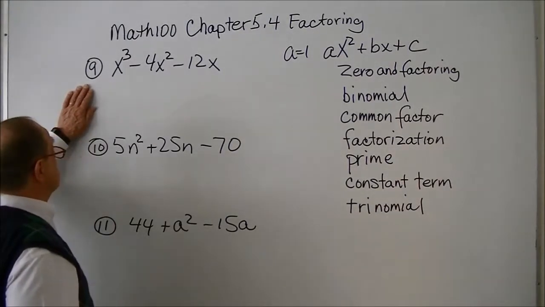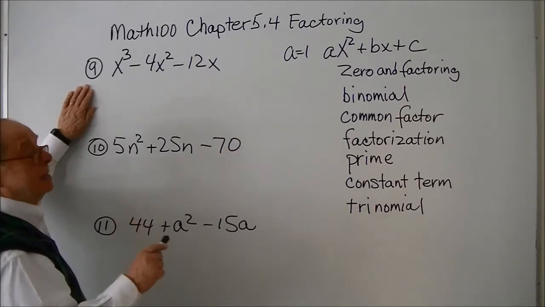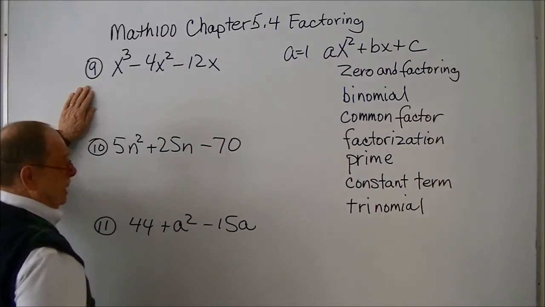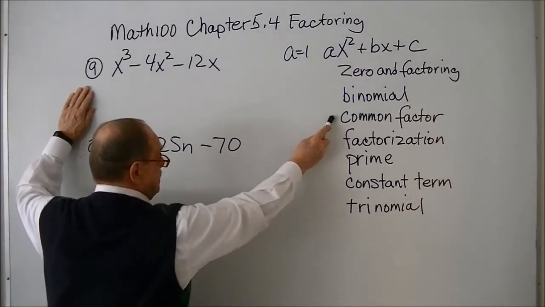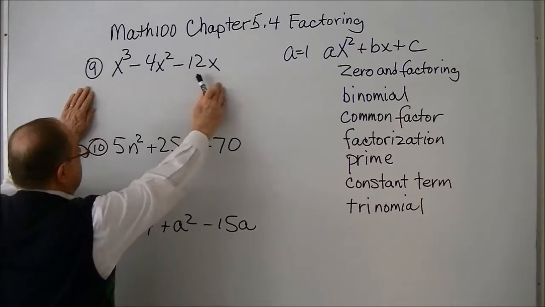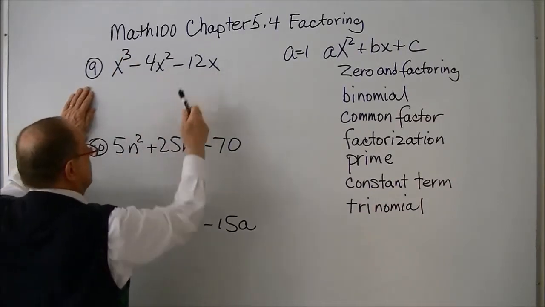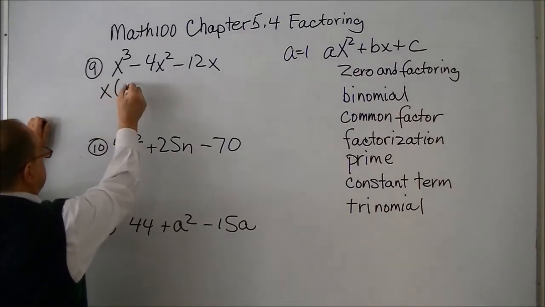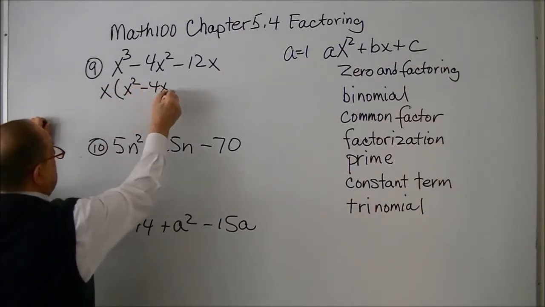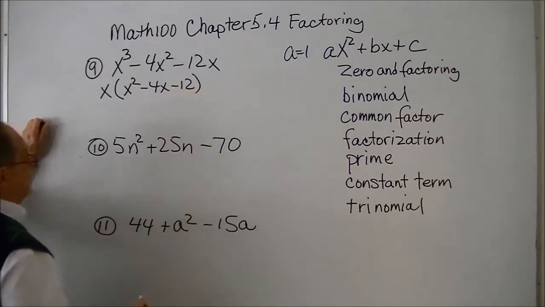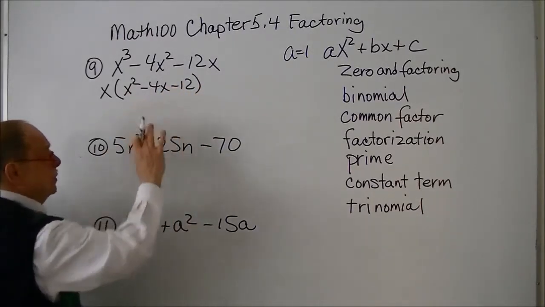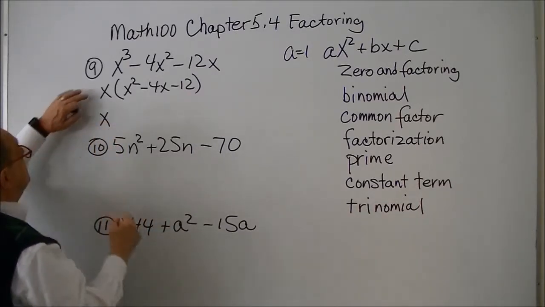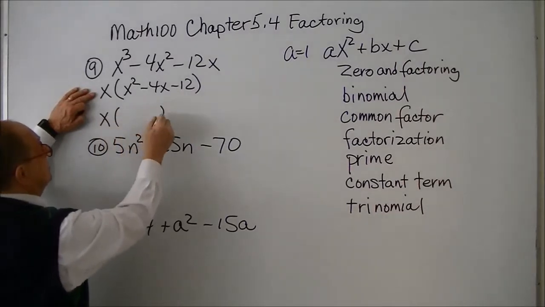For number 9, step 1, is it in standard form? Yes. Is there a common factor? Yes, there's an x that's common. So you have to factor that out first. Now it's in standard form with no common factor. And again, you have to include this x in your factorization.